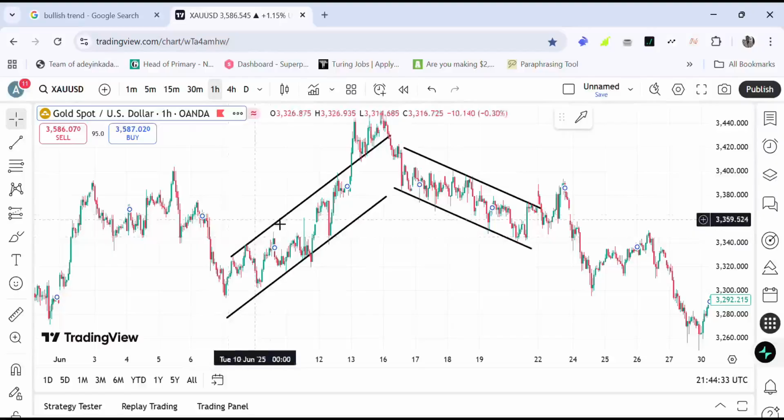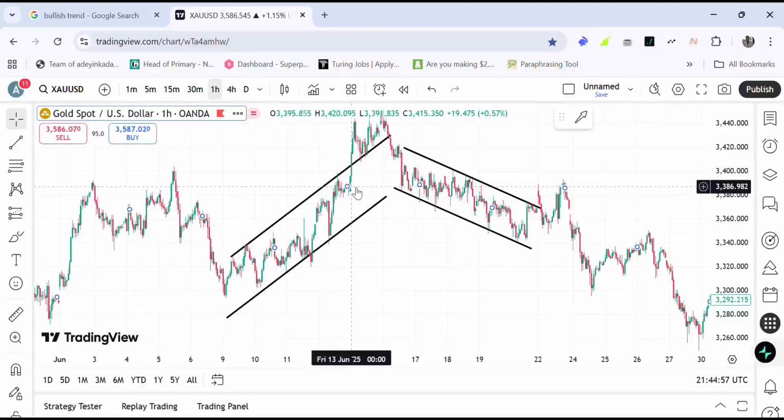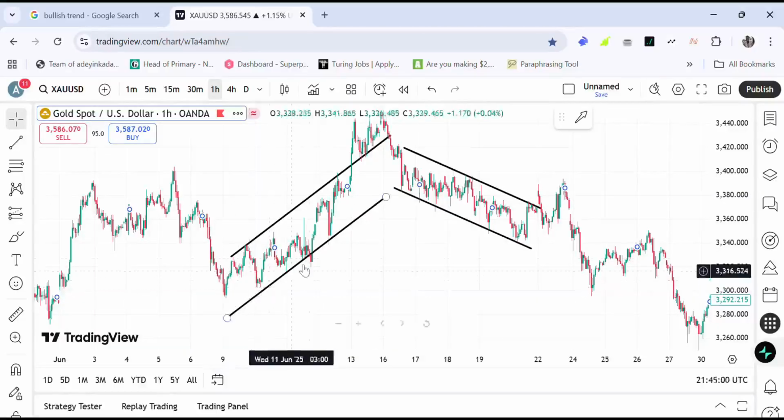This is an uptrend. So at this point, this is the previous low here. But the next low is this one here. You could see it's not of the same level with the previous one. This is the next low, the next low is this low, the next low is this, and this. So it keeps moving up just like that.